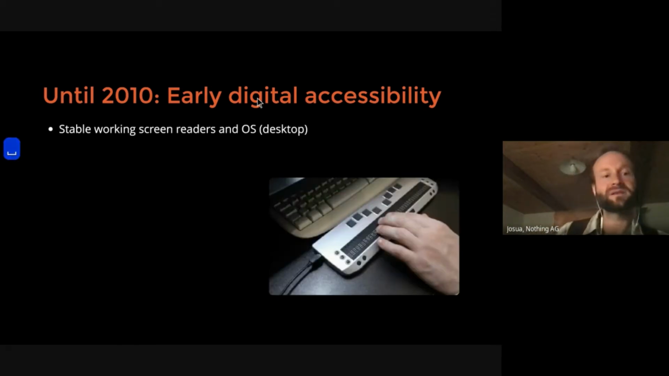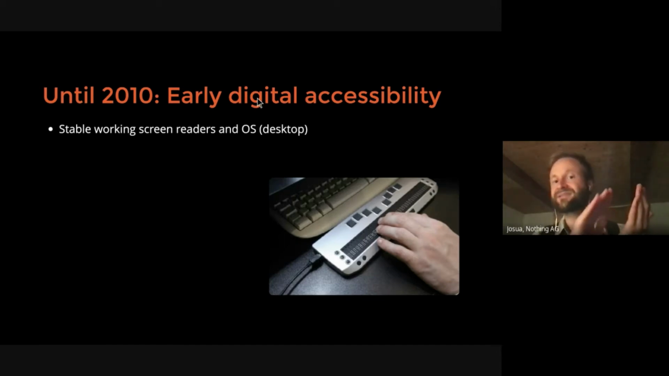So in the early 2010s, we had early digital accessibility. Before, digital machines had not been accessible at all. And during those maybe 10 or 15 years, digital accessibility made a huge step. It kind of was born. And it resulted in stable working screen readers and operating systems. Screen readers are those devices that blind people use to read aloud the screen to them.